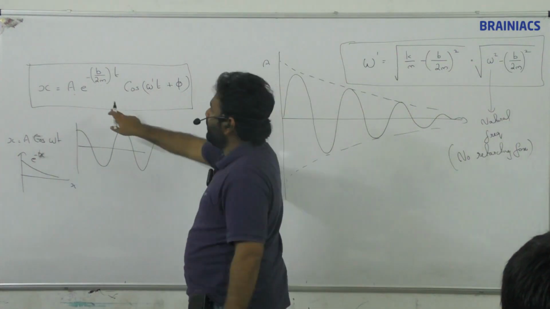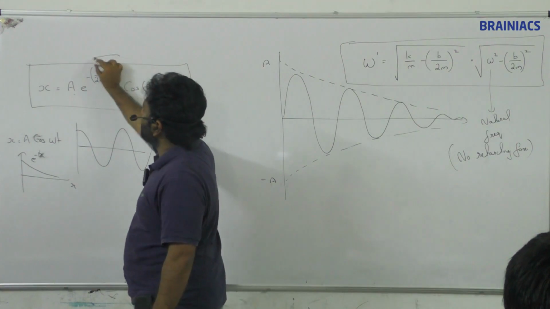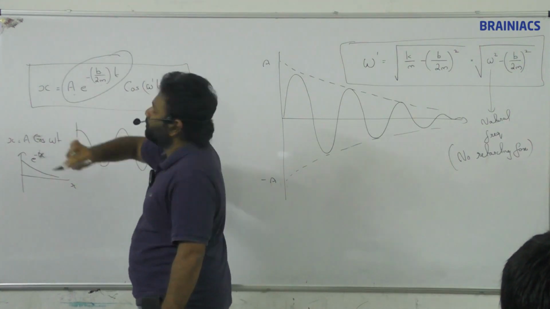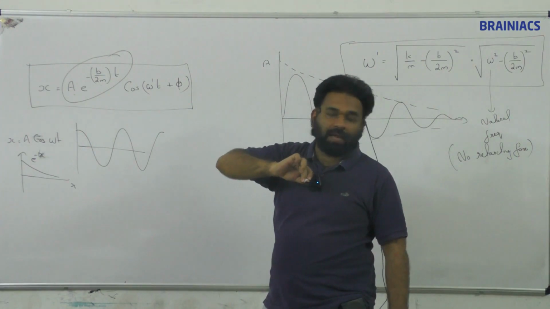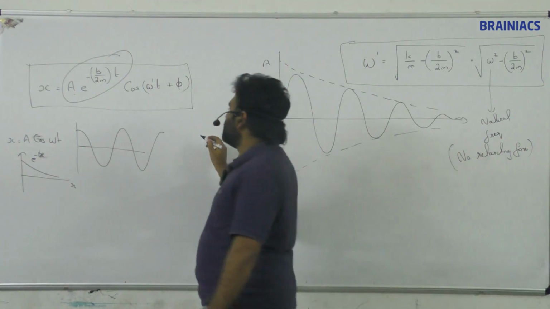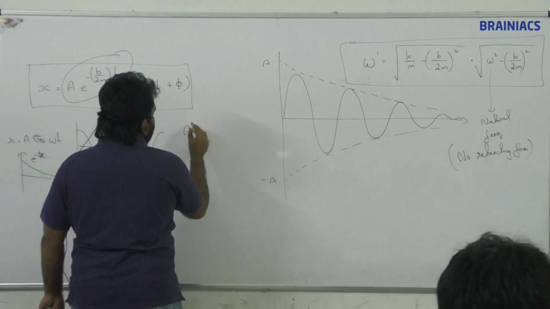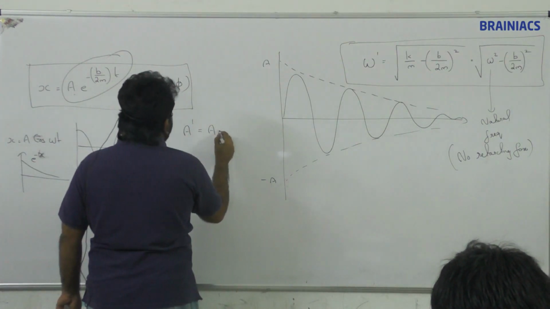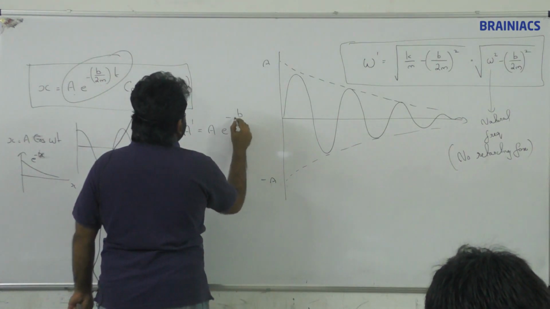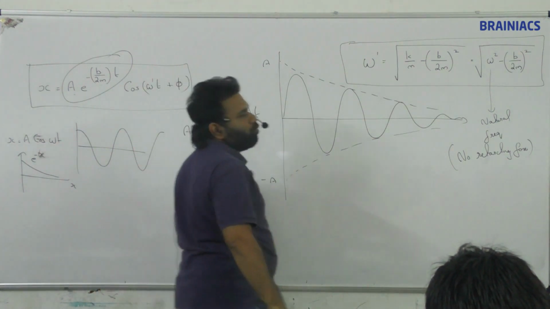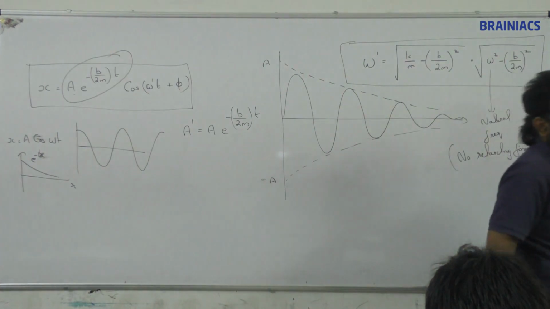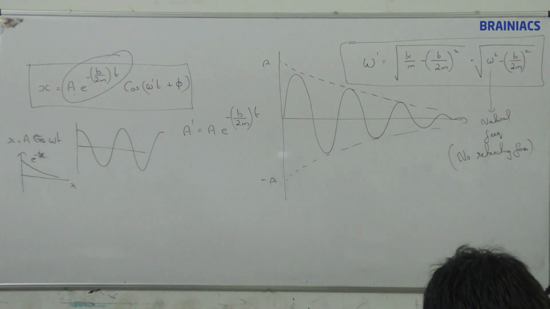See children, from here this term is the amplitude. Damped oscillation's amplitude is this one. So I can say A dash is equal to A e raised to minus b by 2m into t. So b by 2m is coming here, e raised to minus b by 2m.